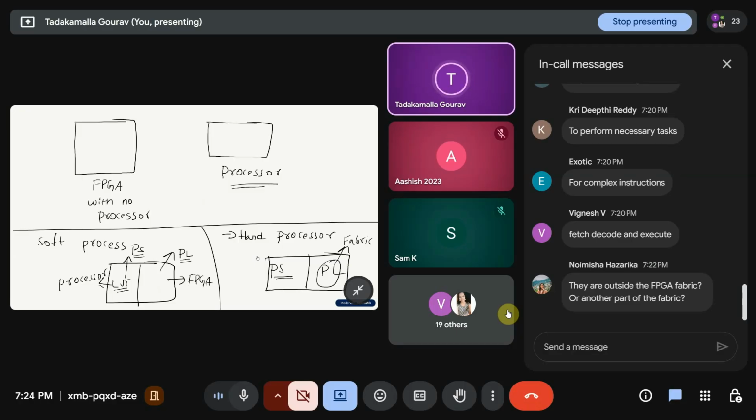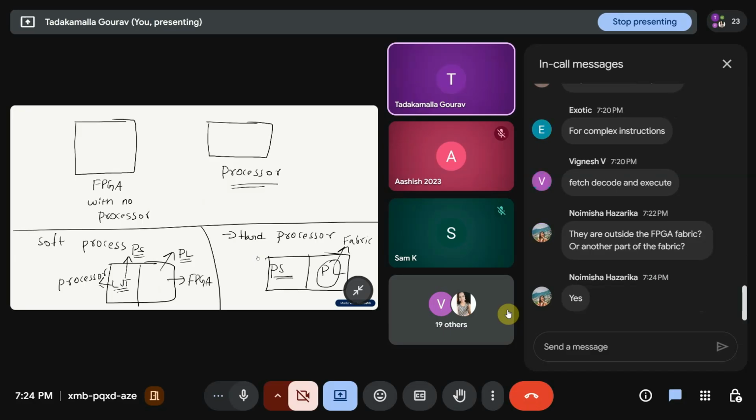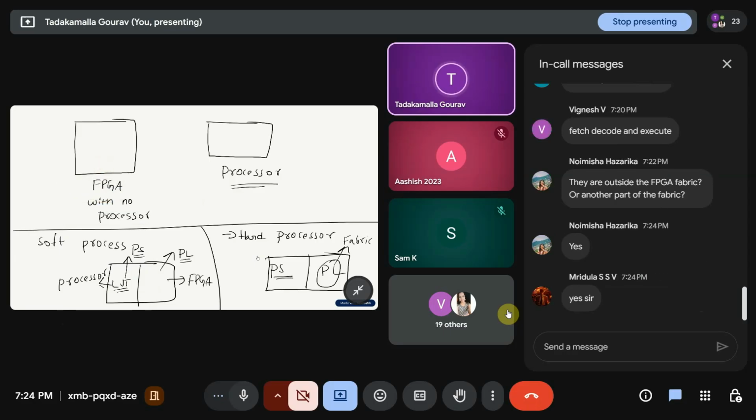FPGA with no processor, soft processor, and the hard processor. Are they clear? I think there are 23 people in this meet. If you respond, then it will be a good motivation. I will come to know whether you are able to understand or not, right?